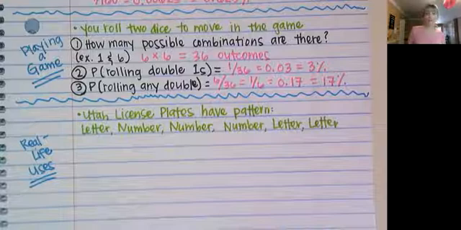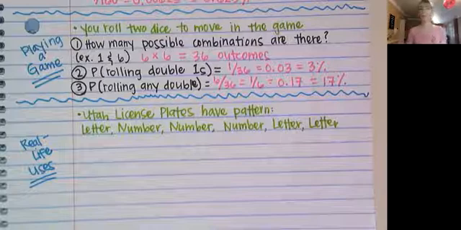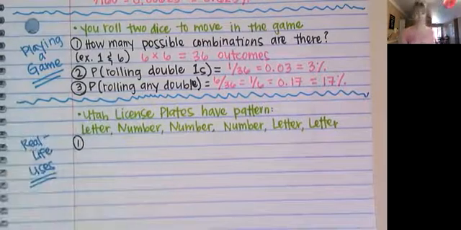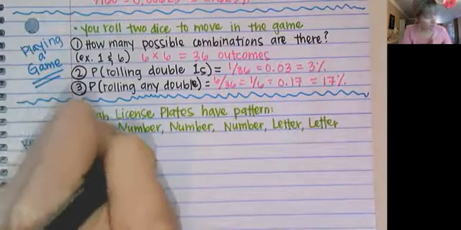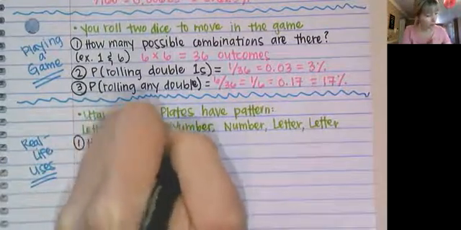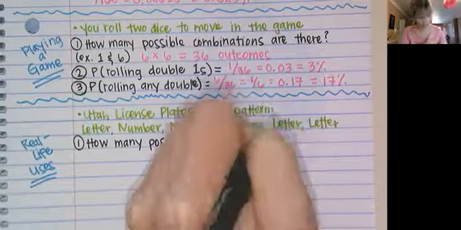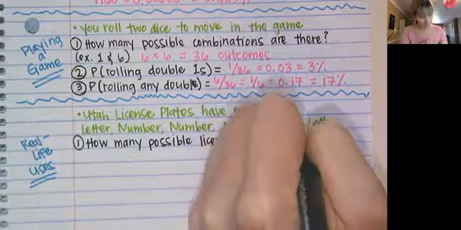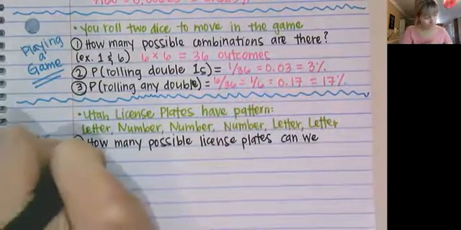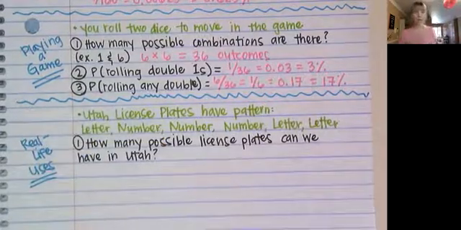Now, I could ask you to make a list of all of the possible license plates we could have in Utah, but that would get really tedious really fast. So instead, we're going to use the counting principle to answer this very important question: how many possible license plates can we have in Utah? If that's the pattern that they go, watch how the counting principle can help us figure this out.